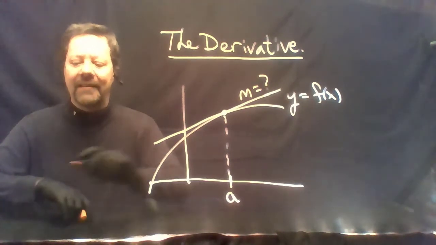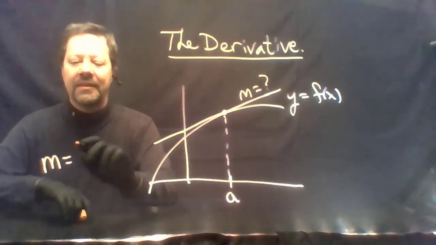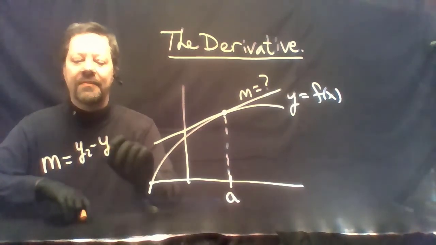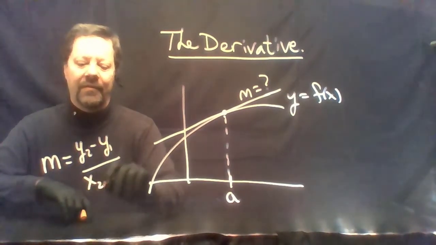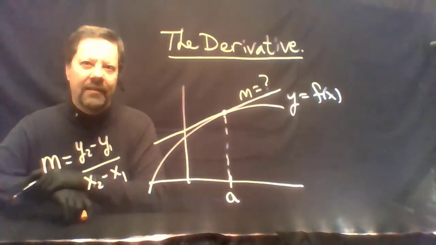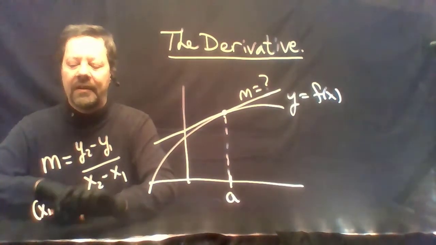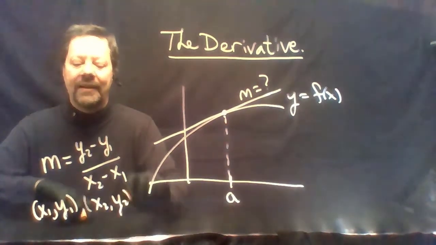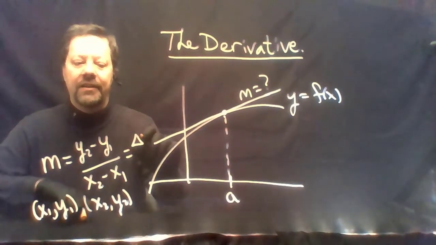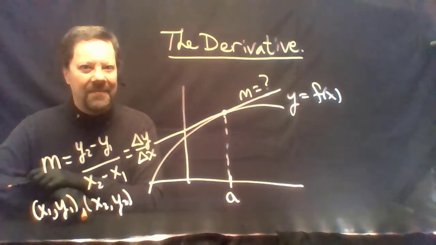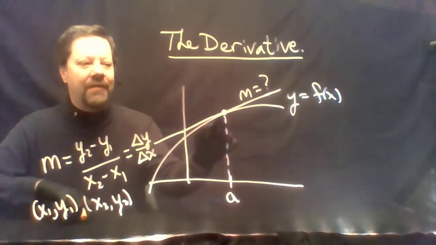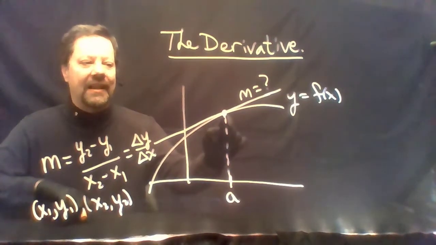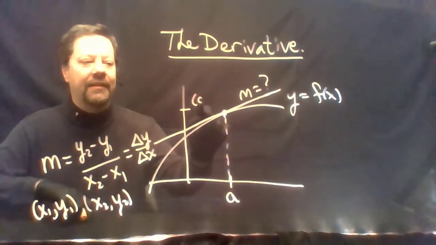The problem there being that the slope formula from algebra involves 2 points. You have to have 2 points, x1, y1, and x2, y2. Then you find the change in the y's divided by the change in the x's. So how do we find the slope of this line if we only have this one point, a, f of a?